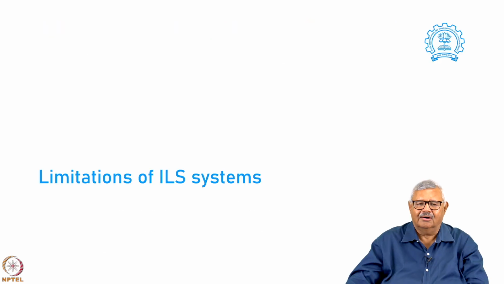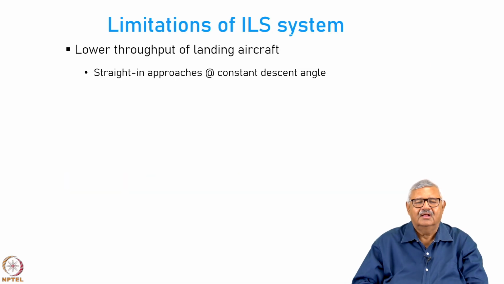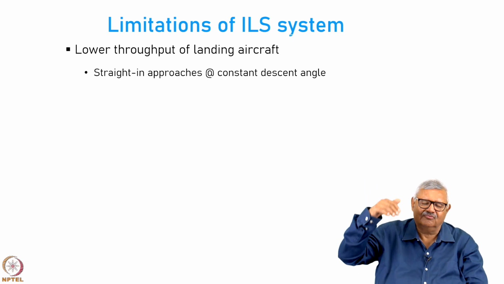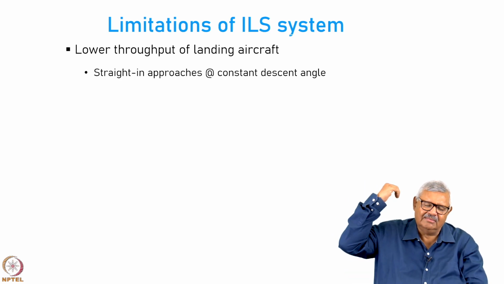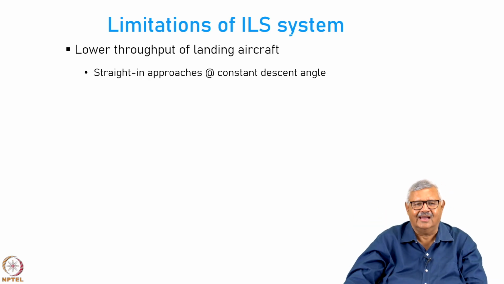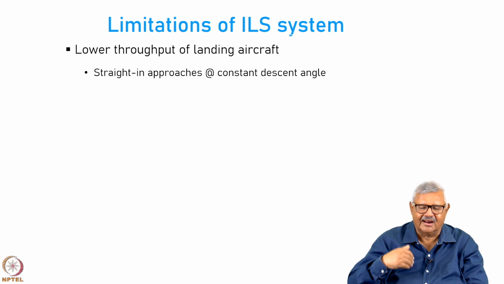Okay. Now, the ILS system has some severe limitations. It lowers the throughput of landing aircraft because all aircraft have to come straight in. They have to start aligning with the runway many kilometers beforehand, and they have to come at a constant descent angle. Because of this, the rate at which the aircraft can arrive at the airport reduces.